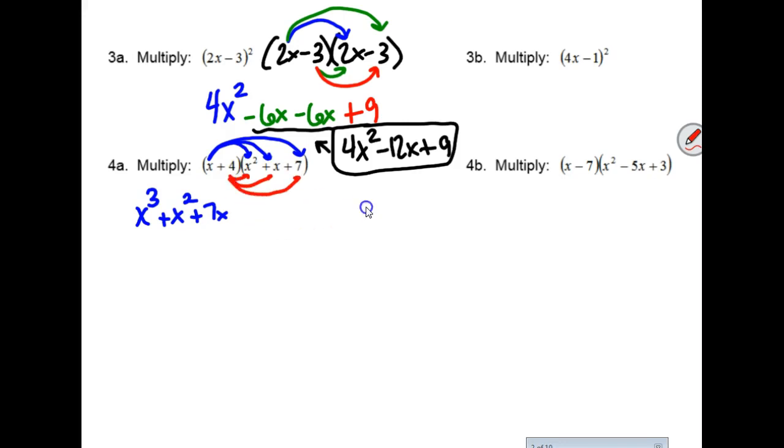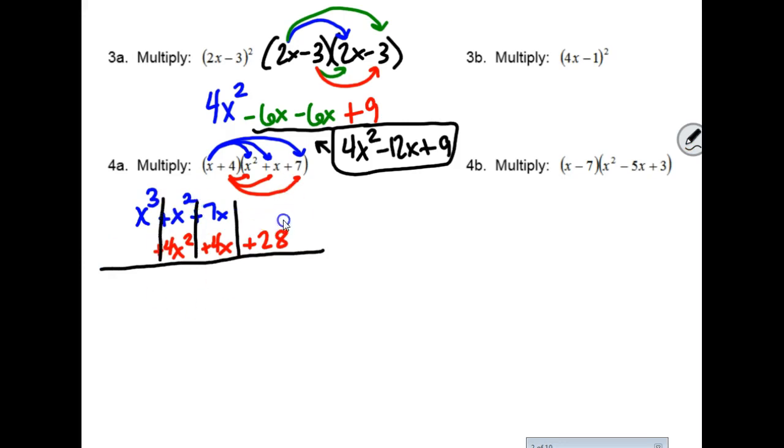But instead of continuing to write a gigantic line of work, I'm going to write them underneath their like terms. So plus 4x squared, I'm going to write right here, underneath the other x squared, plus 4x, right there, and then plus 28 doesn't have a like term, so just smush it over there. Now everything's lined up beautifully, look at that.